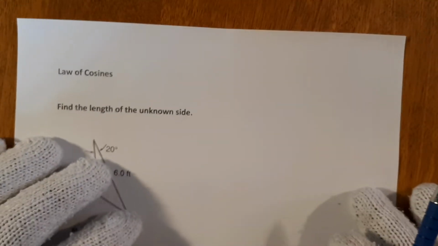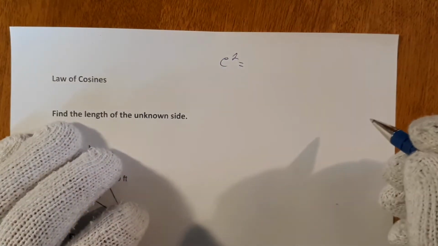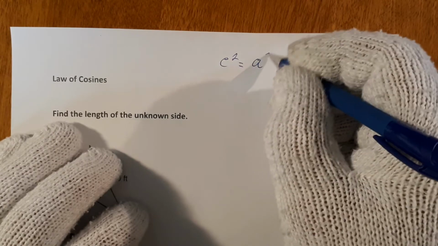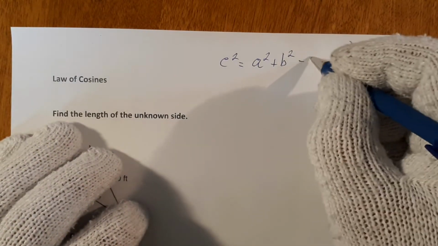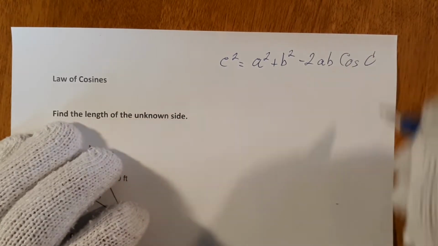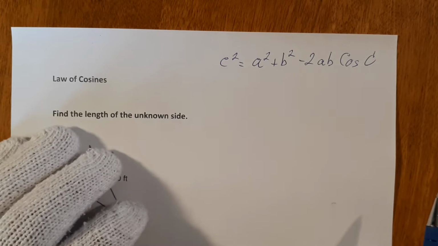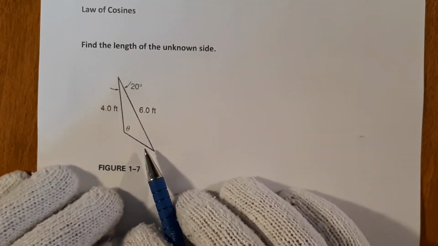So let me write down the law of cosines, the one I prefer to use: c squared is equal to a squared plus b squared minus 2ab cosine capital C. Let's look at our problem now. Here's the triangle.